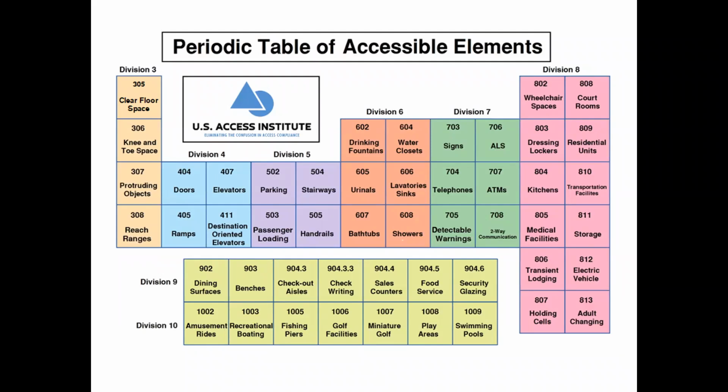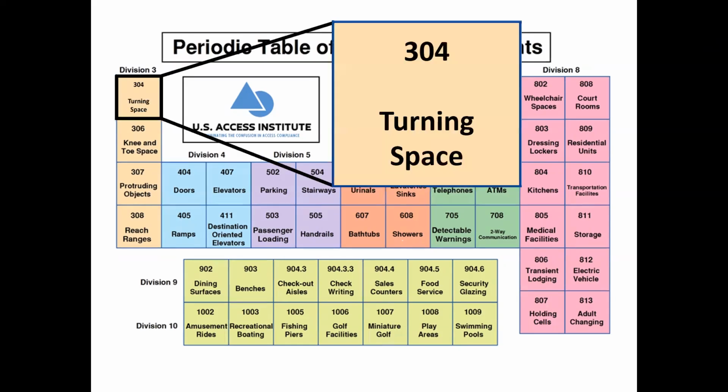First, we start with the periodic table of accessible elements. It's not a real table in the access standard sense of things, but hey, we want to make access fun. Next, we'll drill down to section 304, and that covers turning space requirements.